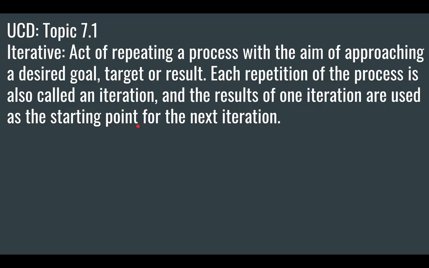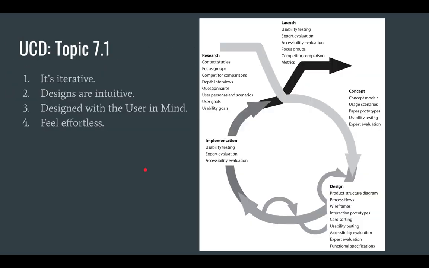All right, iterative. Now, user-centered design is iterative, and so this is the act of repeating a process with the aim of approaching a desired goal, result, or target. Each repetition of the process is also called an iteration, and the results of one iteration are used as a starting point for the next iteration. So we'll get into that in just a second, but iterative is the idea of repeatedly improving a design to make it better and better and better. And the user needs to be in this process.